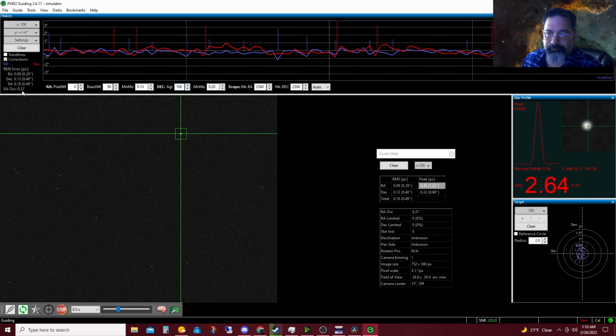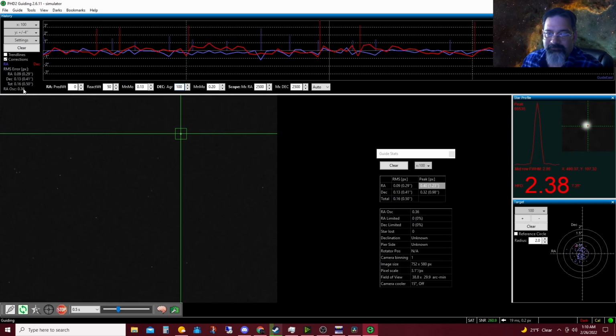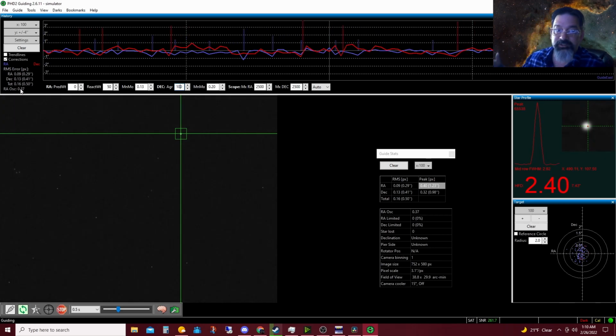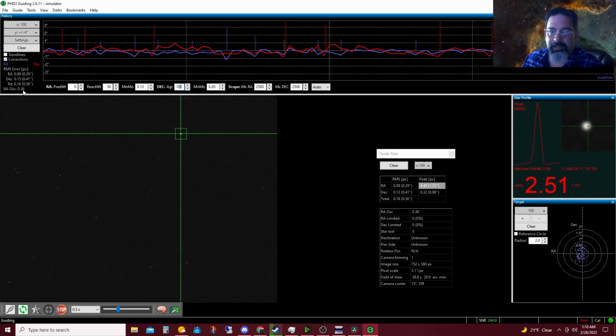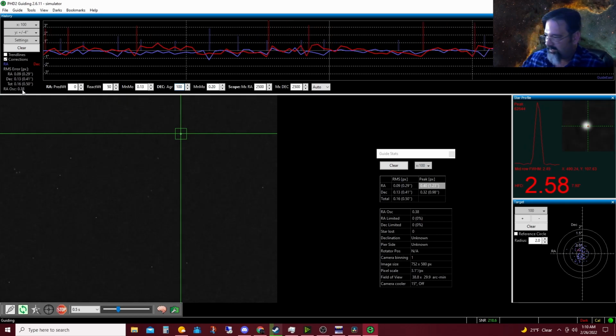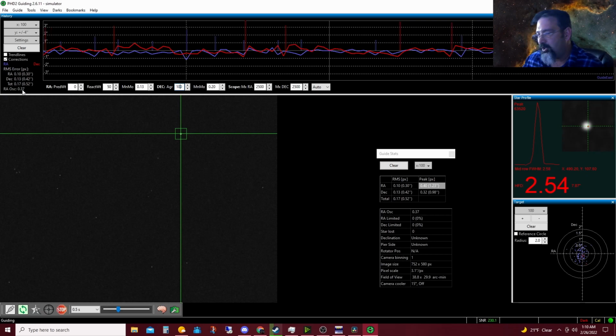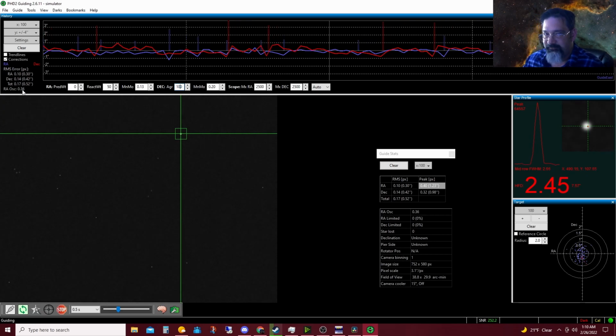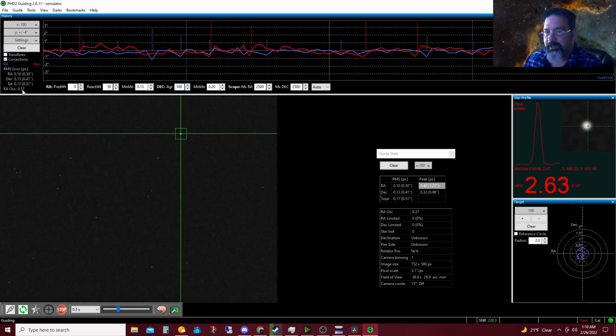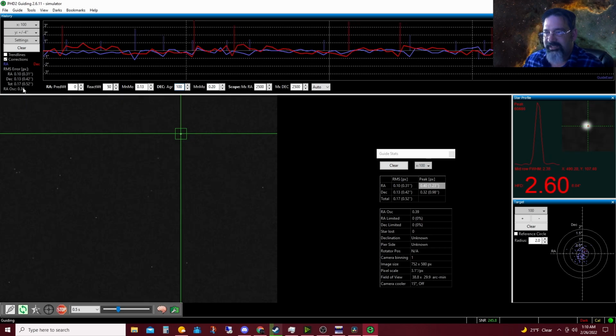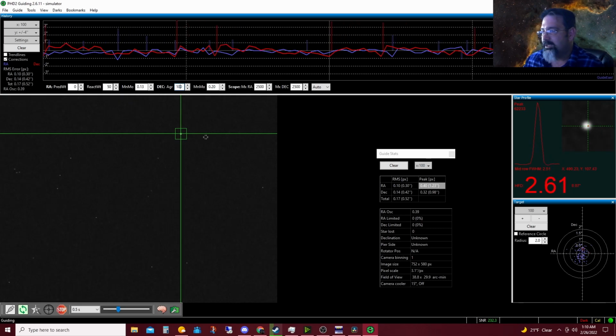And as long as that doesn't go over 0.5 for most of the time, I'm okay. If it touches 0.5 and goes back to 0.4, I'm good with that. I'm good with that on an AVX. On a higher end mount, I would expect it to kind of maintain this level.